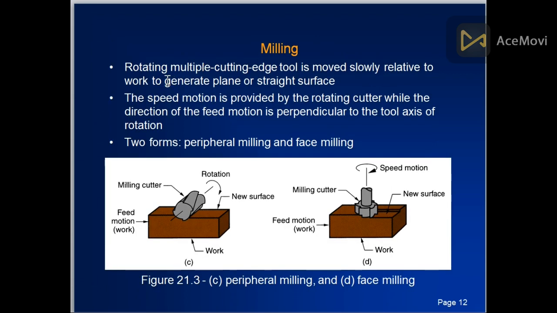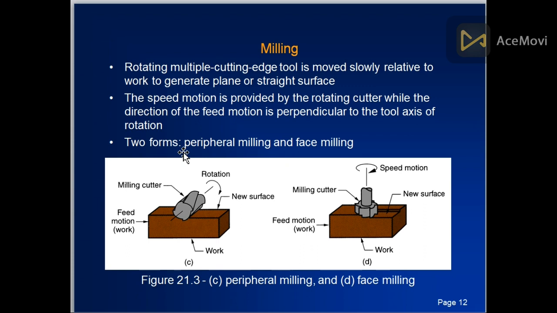Milling. Milling uses rotating multiple cutting edge tools. In this, the tool has multiple cutting edges. It moves slowly relative to the work to generate a plane and straight surface. The speed motion is provided by the rotating cutter while the direction of the feed motion is perpendicular to the tool axis. In this, the speed is very high.